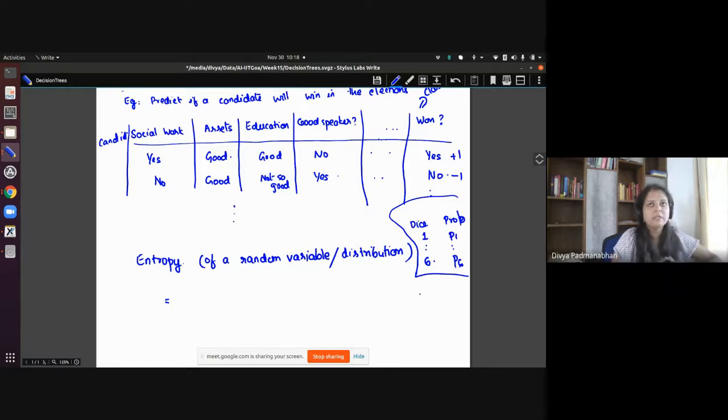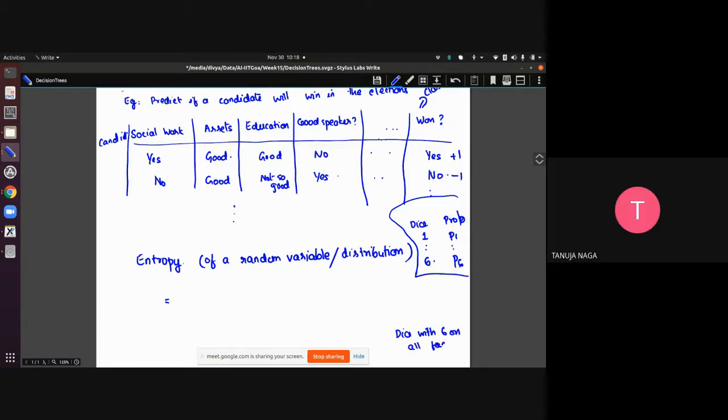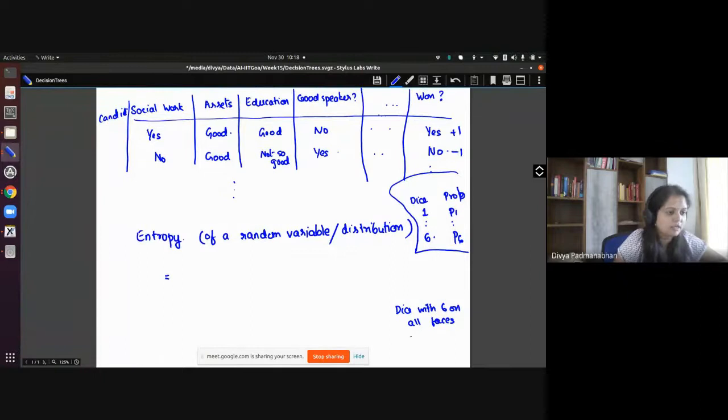For example, if I told you the dice is such that every face is going to be a 6, so that you no longer have 1 to 6, so every face has a 6. Is there any randomness now in the outcome? No, there's no randomness, right? So here, there's absolutely no randomness. If you want to quantify how much randomness is there, this should give you a value of 0.